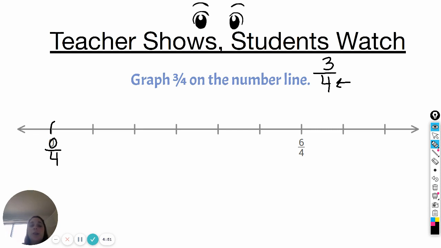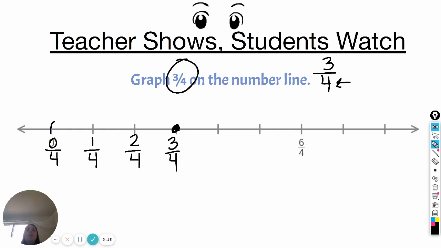So what I'm going to do is I'm going to keep labeling. This would be 1 piece out of 4, or 1/4. This would be 2 pieces out of 4, which is 2/4. This would be 3 pieces out of 4, which is 3/4. And actually 3/4 is what I need to graph. So I'm going to go ahead, I'm going to plot my point right there.